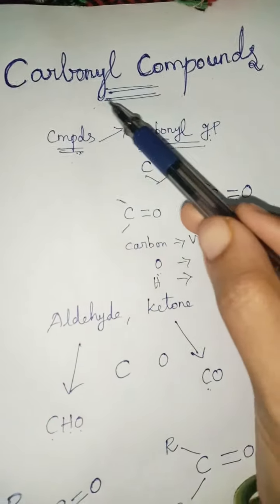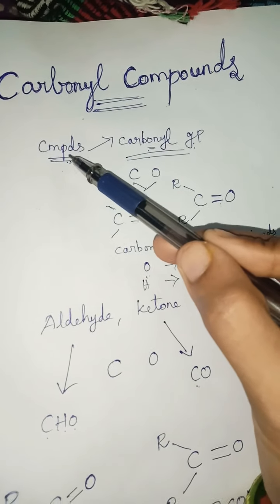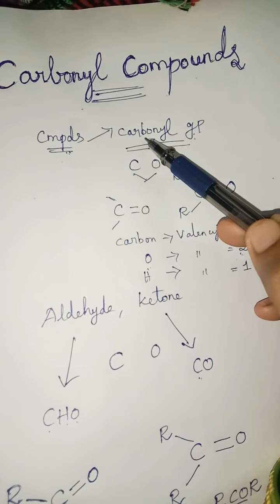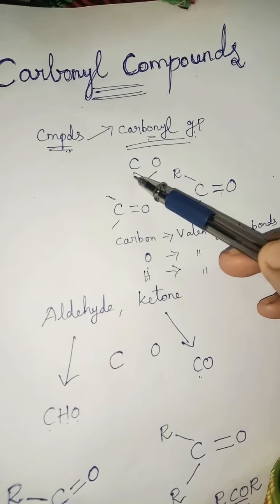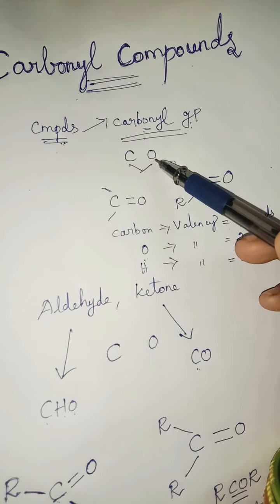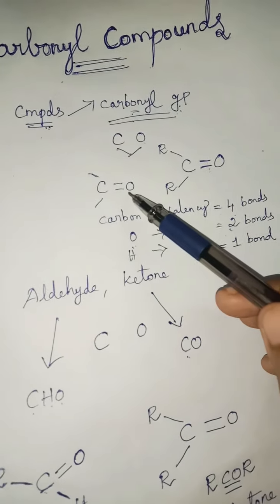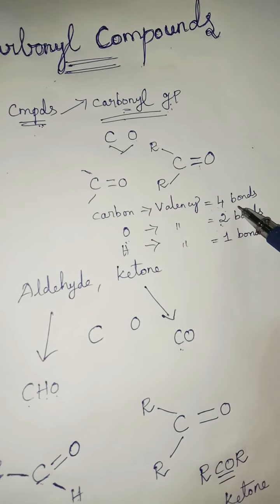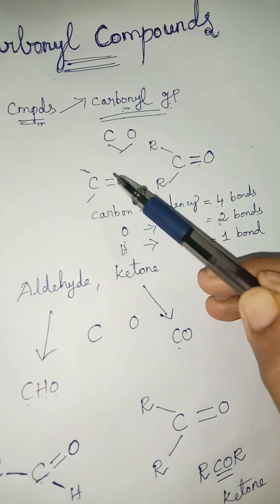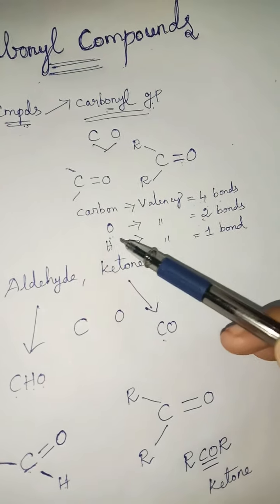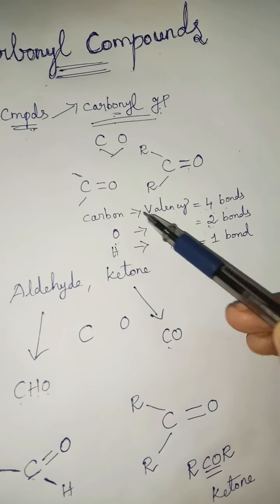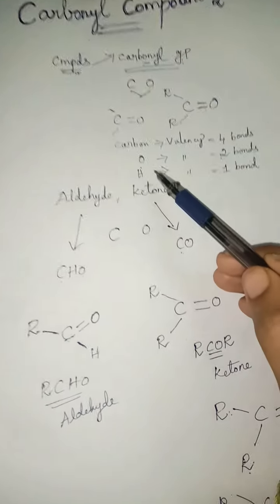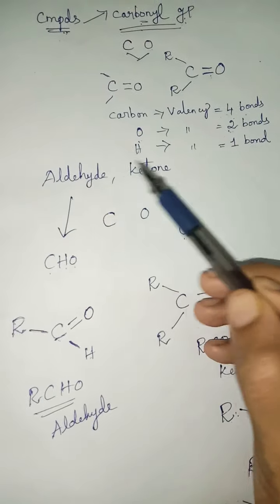Carbonyl compounds are compounds which contain a carbonyl group. Carbonyl means carbon and oxygen, the CO group, have to be present. For carbon valency I said 4, so we write 4 bonds, 1, 2, 3 and 4. For oxygen the valency is 2, so we write 2 bonds, 1 and 2. Carbonyl compounds contain aldehyde and ketone.